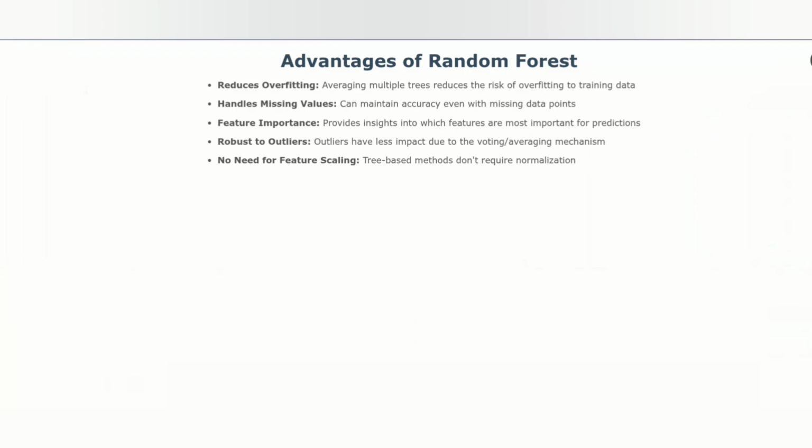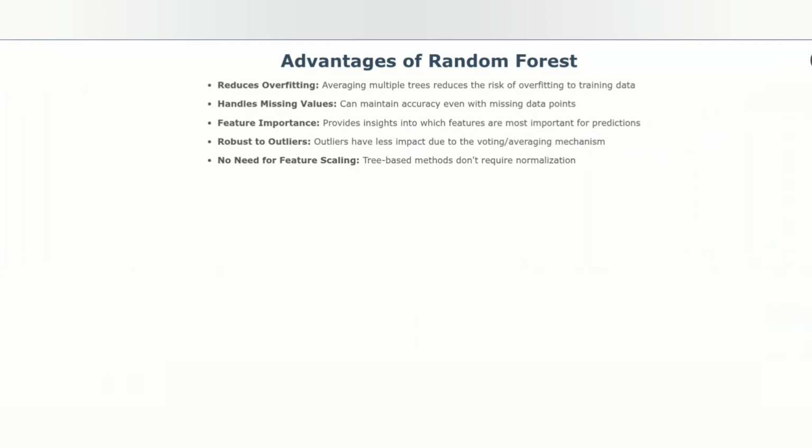Second, it handles missing values gracefully. If a data point has missing features, Random Forest can still make predictions using the available features across different trees. Third, it provides feature importance scores. After training, Random Forest can tell you which features were most important for making predictions, which is incredibly valuable for understanding your data. Fourth, it's robust to outliers. Since predictions are based on voting or averaging, a few extreme values won't throw off the entire model.